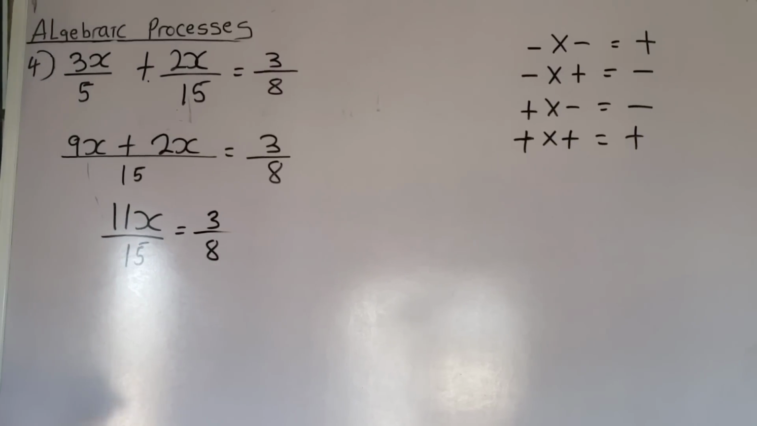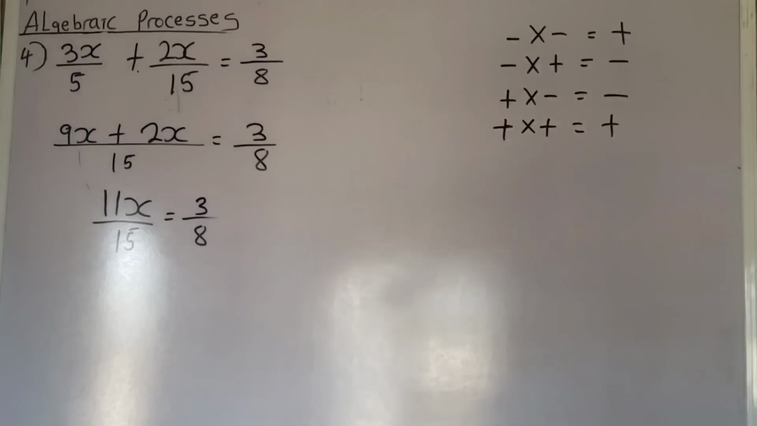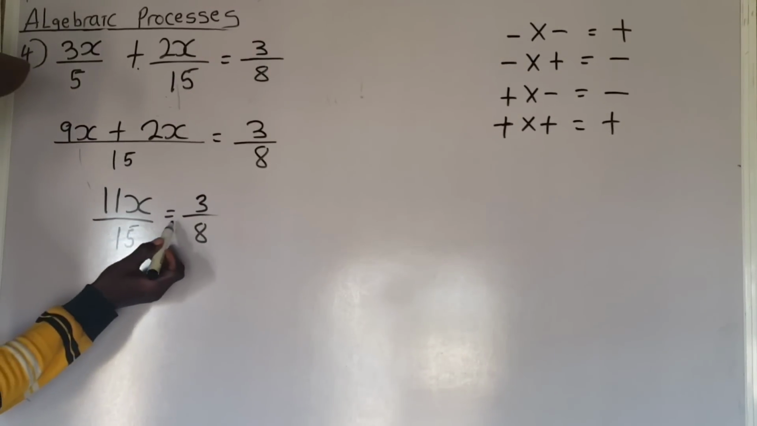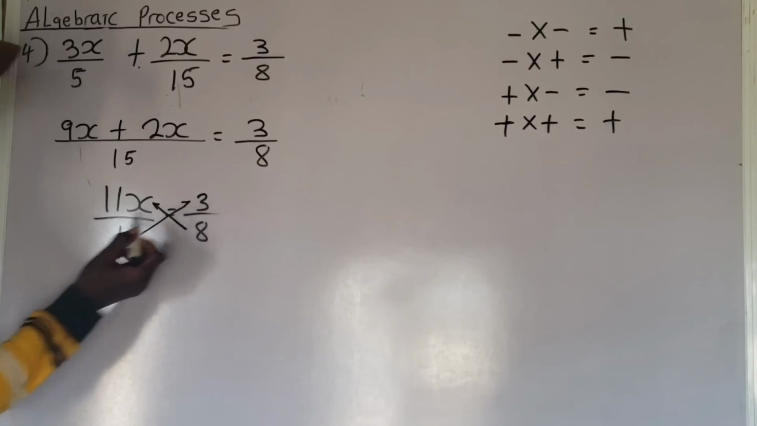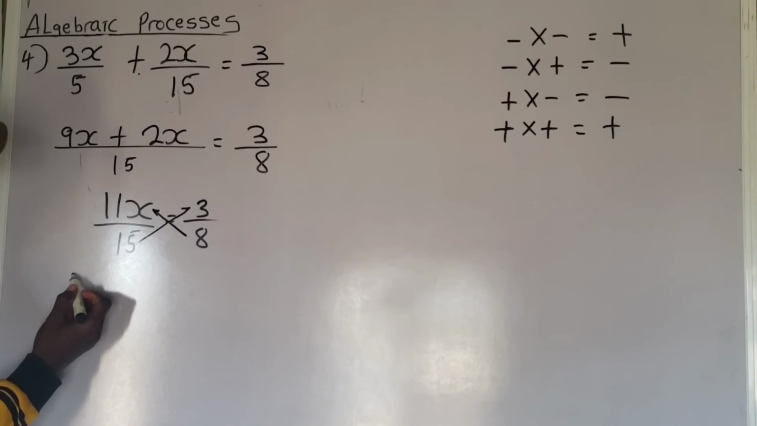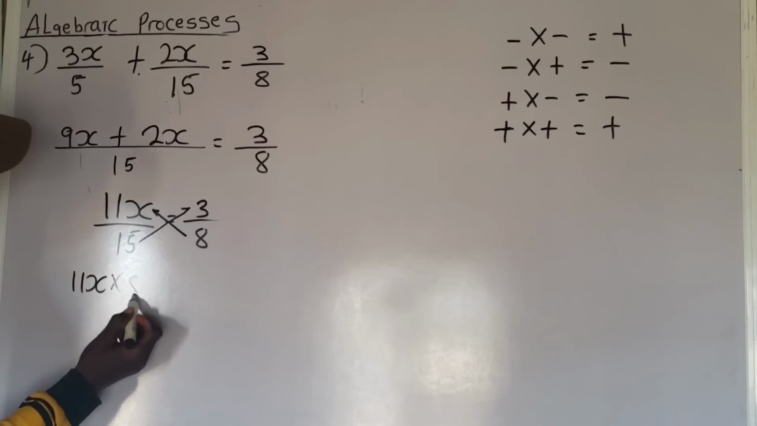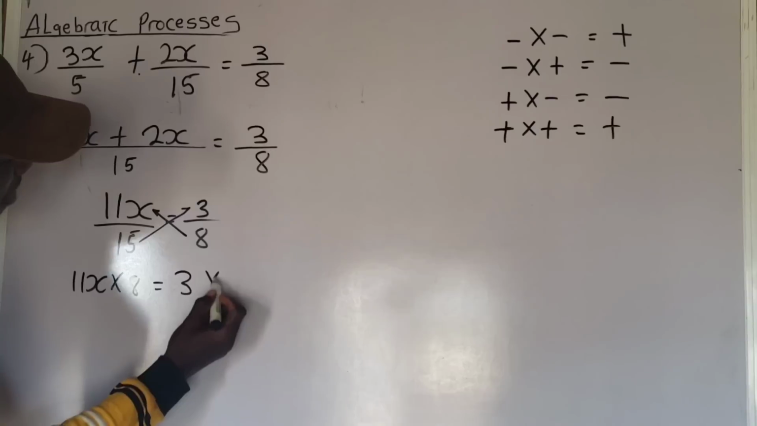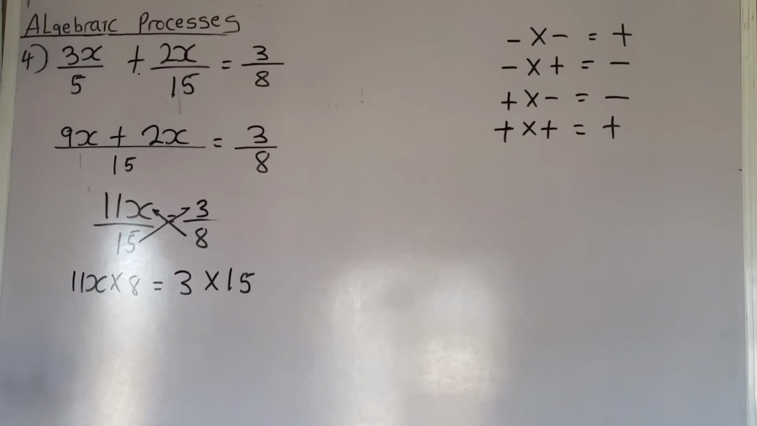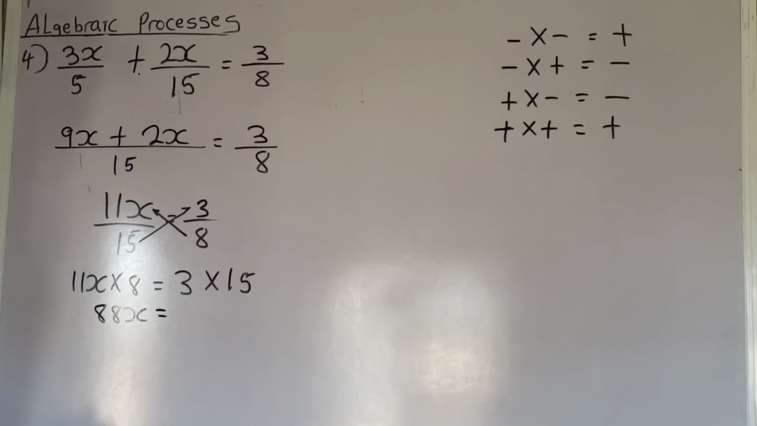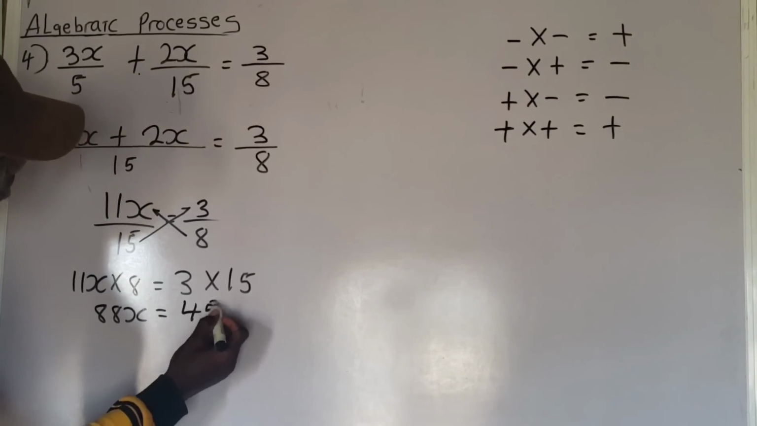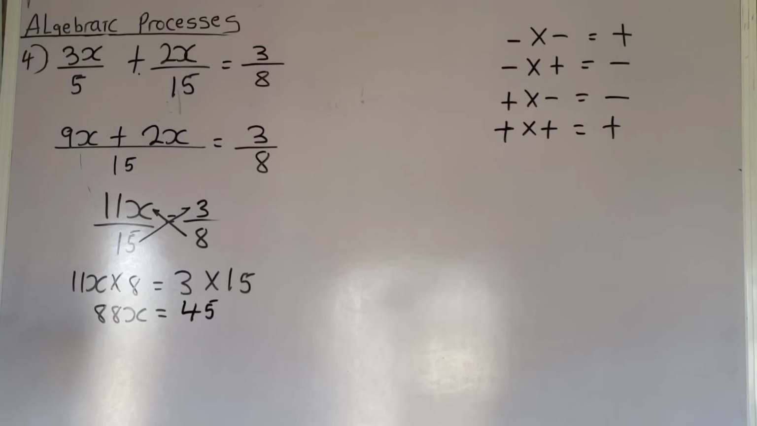You understand? Now the next step here is to cross multiply. Okay, we are going to take the cross product of both fractions. Now if we take the cross product, this 8 will multiply 11x and 15 will multiply 3. You understand? So I'm going to have 11x multiplied by 8 is equals to 3 multiplied by 15. Okay, 11x multiplied by 8 is what? 88x, and 3 multiplied by 15 is what? 45.